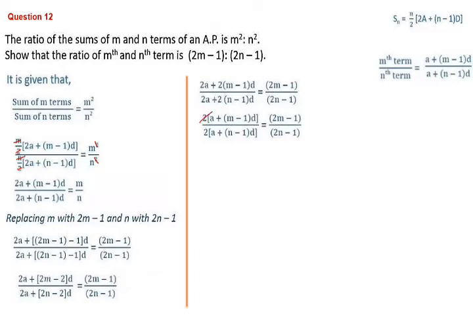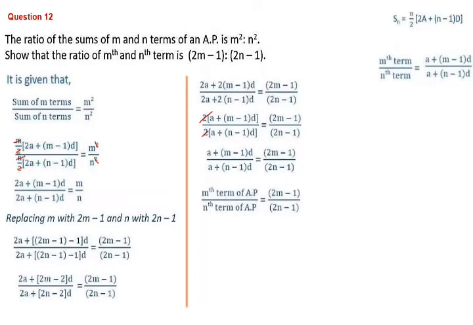Now you just check, here 2 is common, cancelled. That means we will be getting the balance as a plus m minus 1 into d by a plus n minus 1 into d is 2m minus 1 divided by 2n minus 1. What is this? a plus m minus 1 into d. By the formula itself we will be aware that it is the mth term of the AP. This is the nth term of the AP, because for the nth term we have learned the formula a plus n minus 1 into d. Here instead of n, m is there, so we consider it as the mth term. That's all. 2m minus 1 by 2n minus 1. Hence proved. Next we shall discuss question number 13.